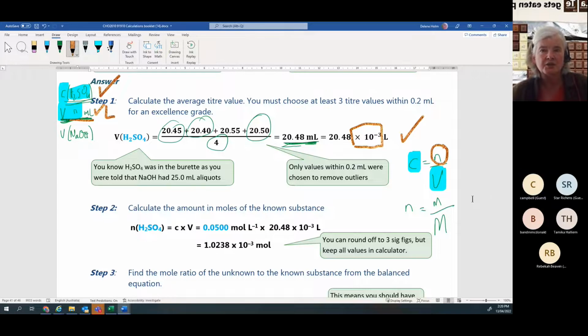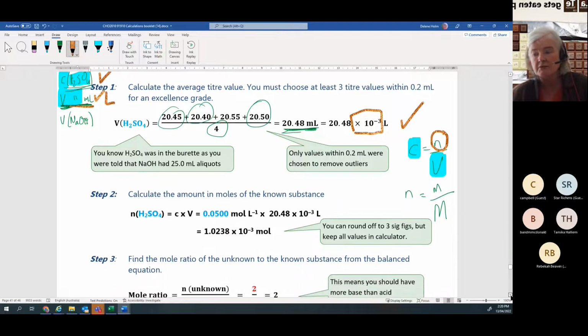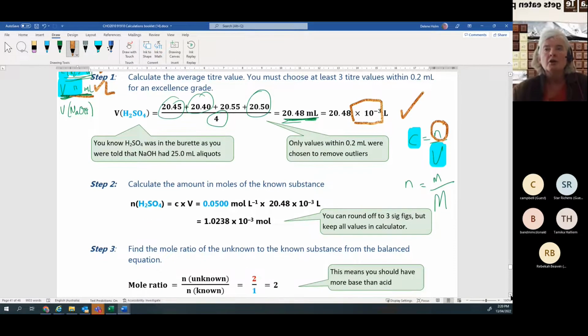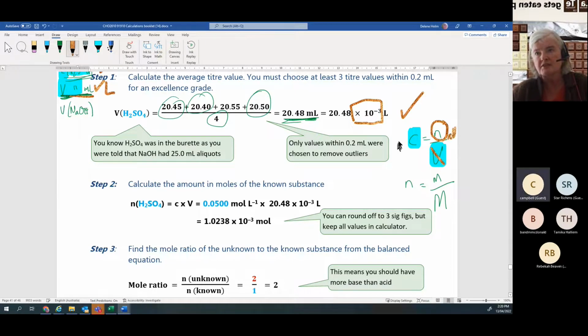So it's always to do with amounts. How many of this is going to react with how many of that? So here is where we've done this now. We've said C is equal to N over V. So if you want to get N by itself, because it's dividing by V on this side, to get rid of it, I have to multiply both sides by V. So can you see that I've now got N is equal to C times V?